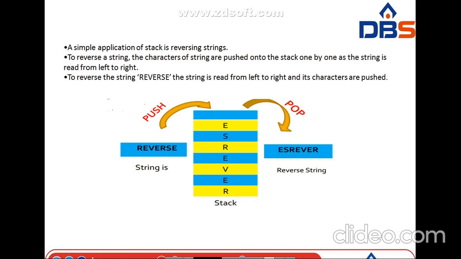Okay, so if we perform the push operation, first I am going to push the R, then E, V, E, R, S, E. Here now the topmost element is E. If you perform the pop operation, then what is the first element which is going to be removed? Pop E. That is E, then S, then R, then E, then V, then E, then R.